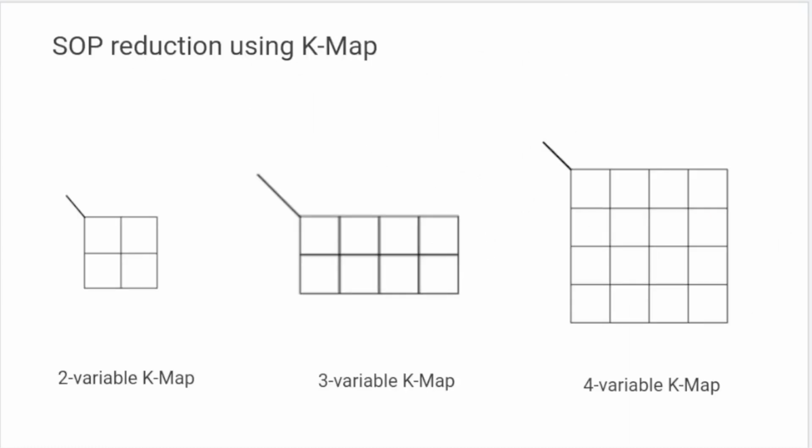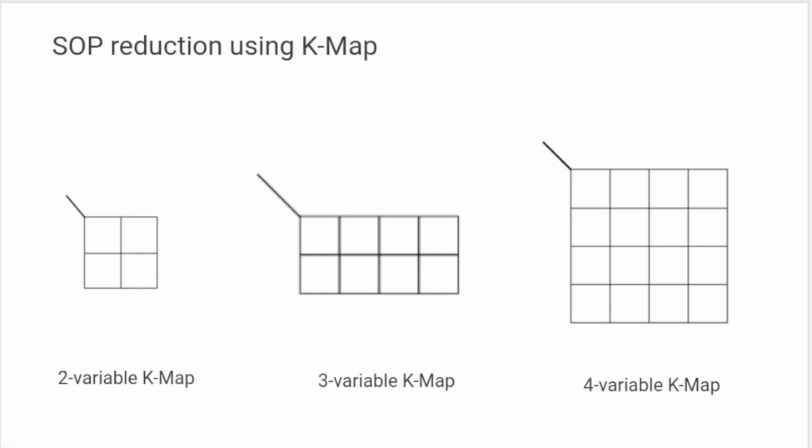Now let us discuss sum of products reduction using Karnaugh map. In sum of product reduction, each square of K-map represents a minterm of the given function. That is, for a 2 variable K-map, 2 to the power 2 is equal to 4, hence there are 4 squares. For a 3 variable K-map, 2 to the power 3 is equal to 8, and hence we have 8 squares. And for a 4 variable K-map, 2 to the power 4 is 16, and hence we have 16 squares, 1 for each minterm.